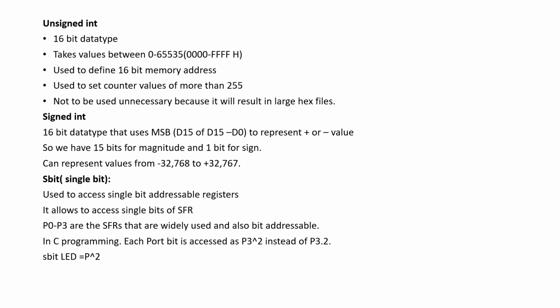Unsigned int. Now we will see the integer data type. Integer data type uses 16 bits. So it takes values between 0 to FFFFH. If we want to use only values from 0 to 255, we can go for the character data type. If we want to represent values above 255, then we need to go for the integer data type.